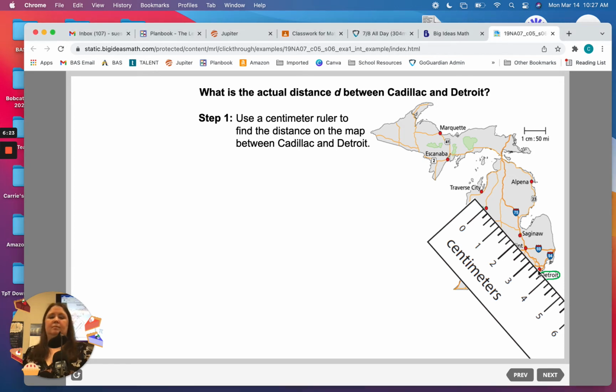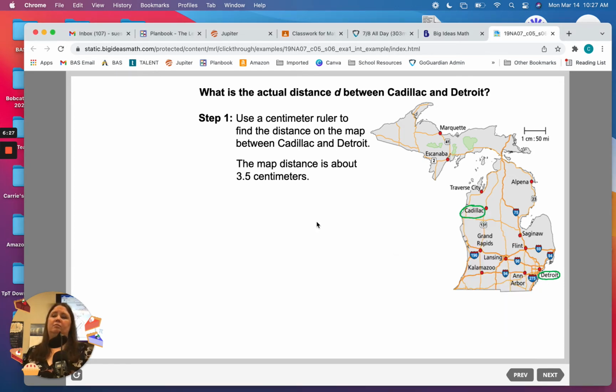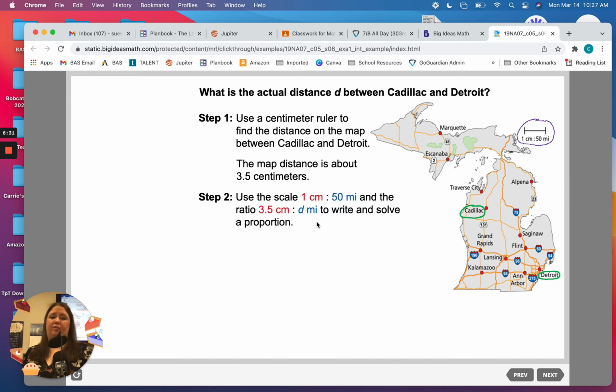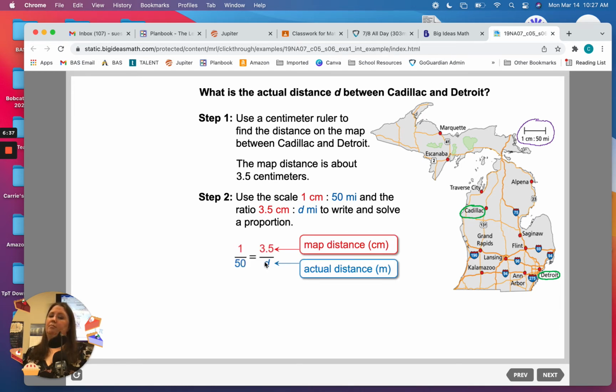3.5 centimeters. So can I make a proportional ratio? Yes. So I'm going to use my scale, 1 to 50, and write a ratio that is 3.5 over D. Here's my scale factor, 1 to 50. We measured and it was 3.5 centimeters, so you keep the centimeters with the centimeters, see them on top? How do I find D?